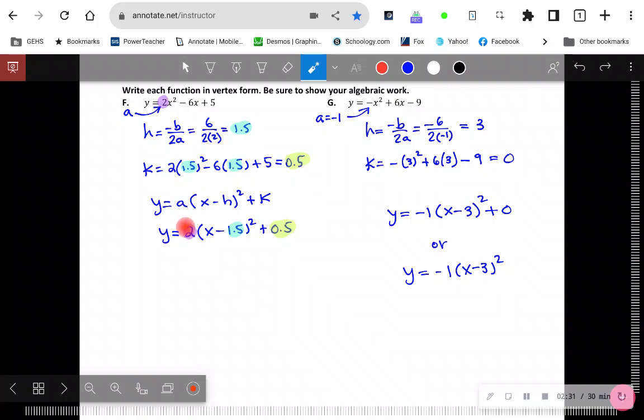You plug the a in. The opposite of h goes here, so you can see that I changed the sign here. It used to say 1.5, now it says -1.5. And the k goes at the back, and you're done down there.